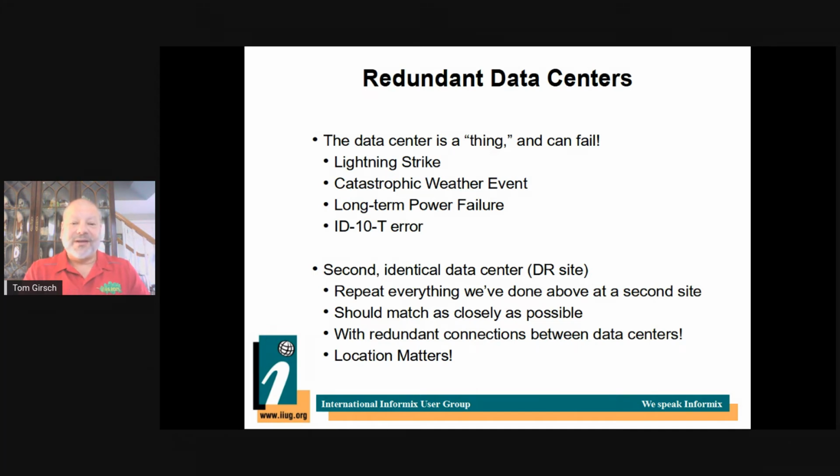Also, redundant connections between those data centers, because you've got to keep things in sync between the two data centers. And if the connection between them fails, now what happens? Now you get a site out of sync.